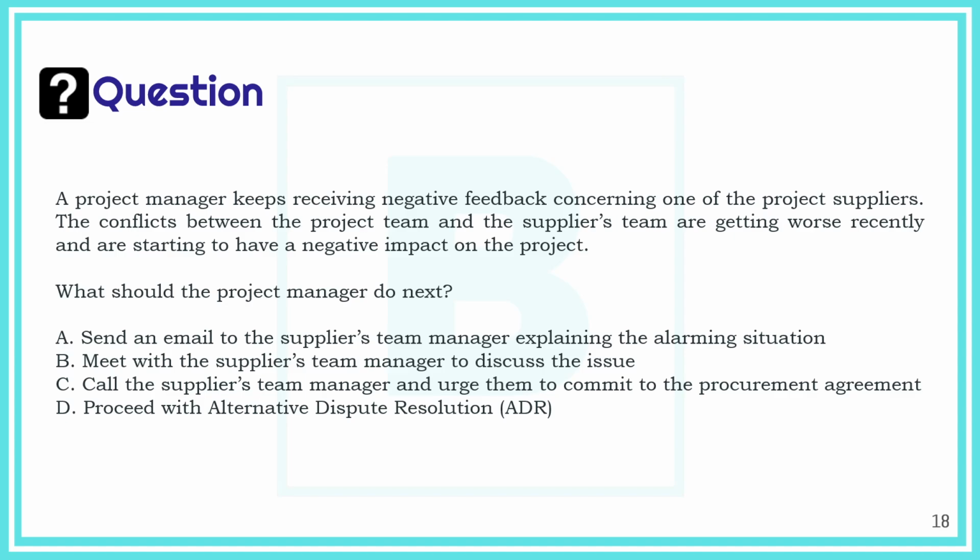We always try to go for direct communication, try to look into the root cause of the issue. So sending an email doesn't apply that mindset. It's not an application of that mindset. Calling the suppliers team manager and urging them to commit, that's not very effective. Proceeding with ADR probably comes later, in case we fail with direct negotiation, direct communication. So what we need to do is meet with the suppliers team manager to discuss the issue, look into the root cause of the issue, and try to find a solution. That's much better than proceeding with ADR.